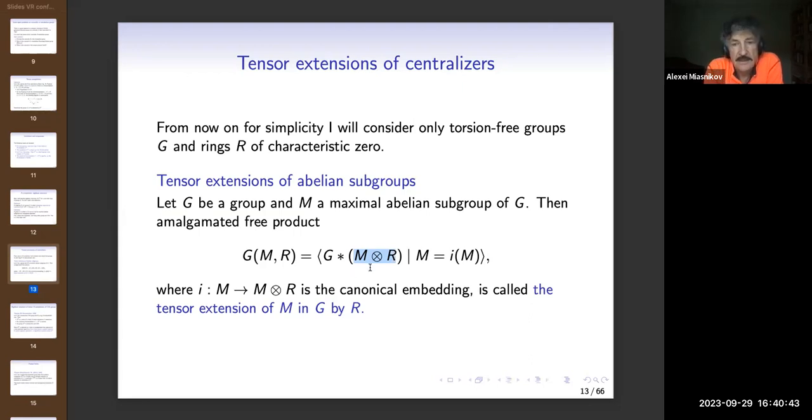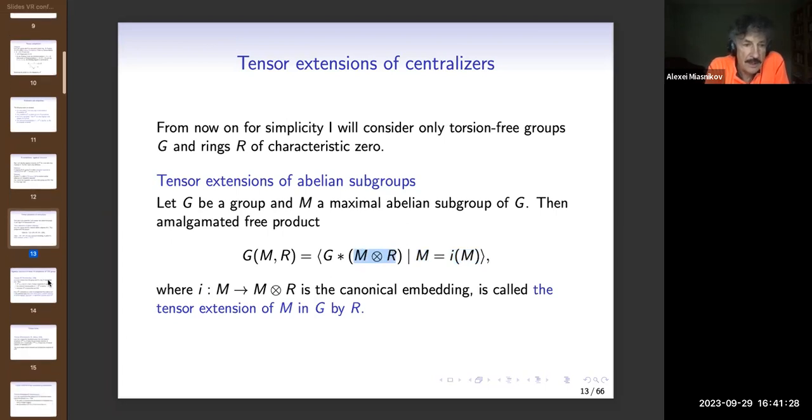Again, you need to be able to amalgamate. Sometimes maybe M is not embeddable into the tensor completion M tensor R. But in my case, all groups will be torsion-free, meaning M is torsion-free and R is a characteristic zero ring. So this tensor completion is always faithful. M embeds, and in this case you amalgamate. So it's a free product with amalgamation, very nice, because one of the subgroups is just abelian.